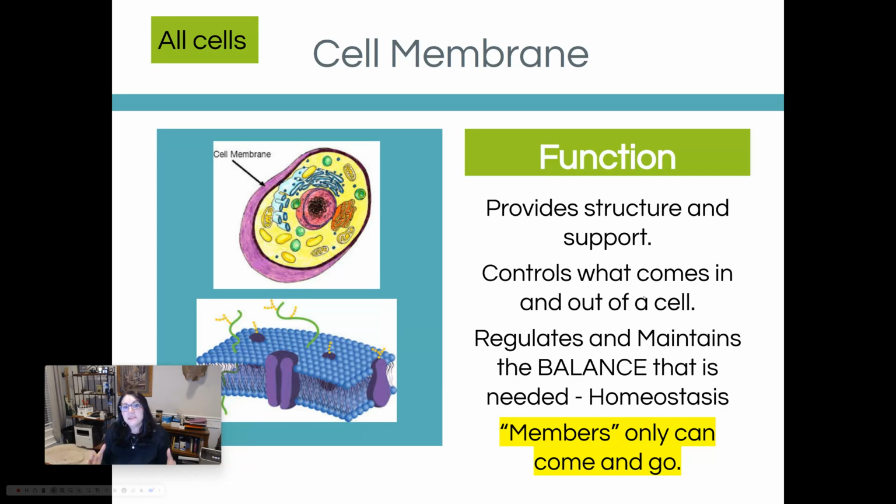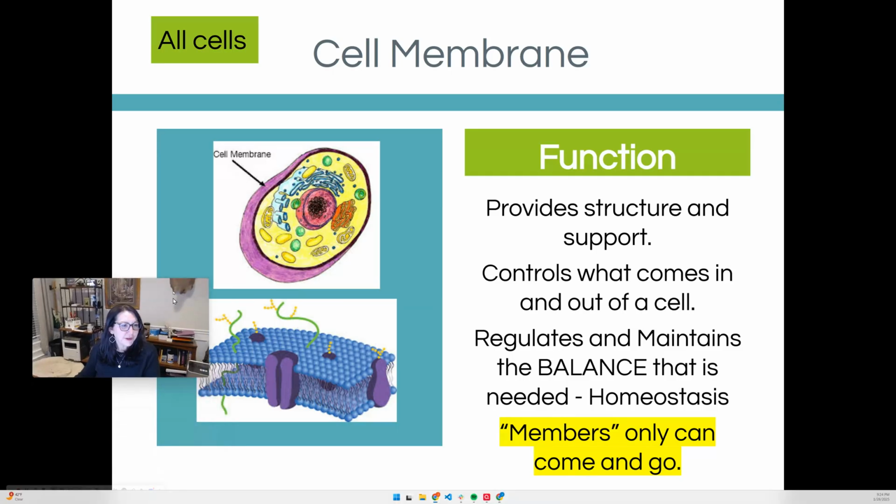And the cell membrane is basically what is going to maintain our homeostasis, our internal balance. Because for the cell, it's really important that they have the right things inside and outside. So it'll let food and nutrients in, it'll let waste out, it allows for the exchange of gases and for the exchange of water. And our way to remember this is that members, just like you are a member of a club, only members can come and go through the membrane.